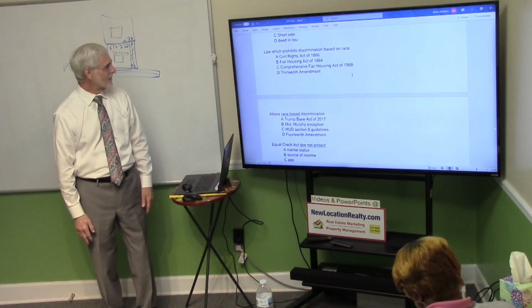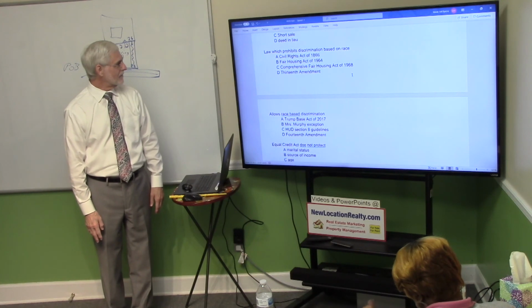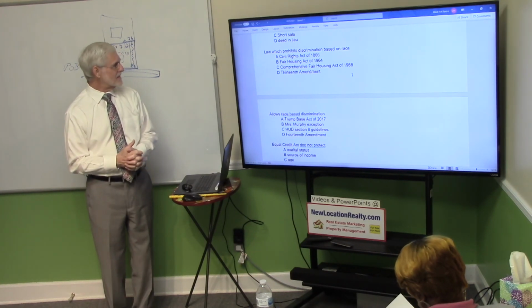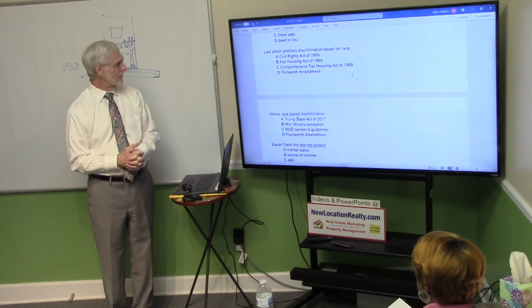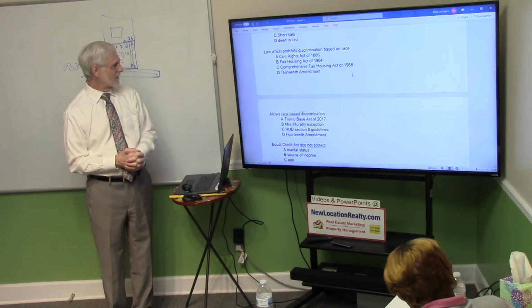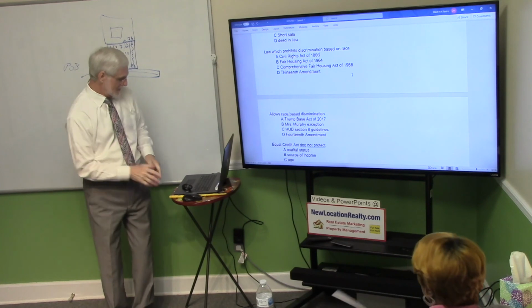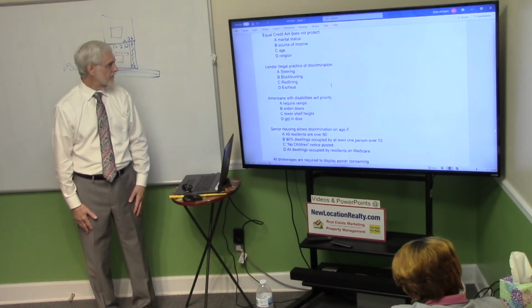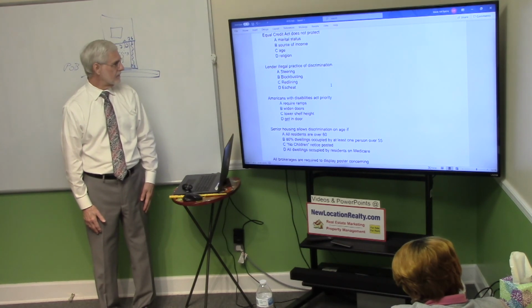Law which prohibits discrimination based on race. Civil Rights Act of 1866. 1866. You thought we had forgotten that, didn't you? We talked about it earlier. Discrimination: steering, blockbusting, redlining.